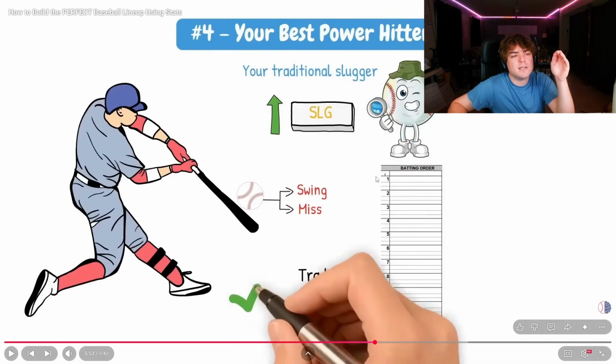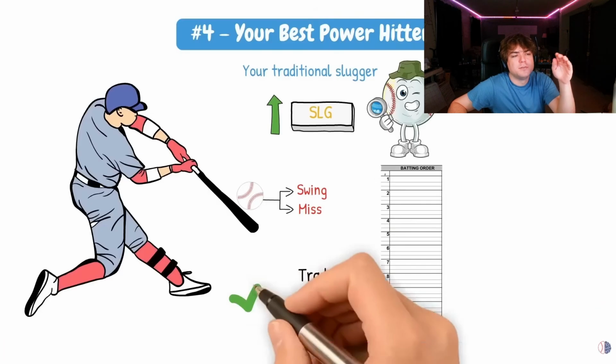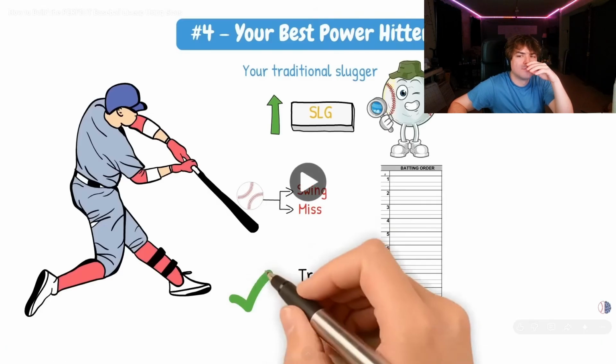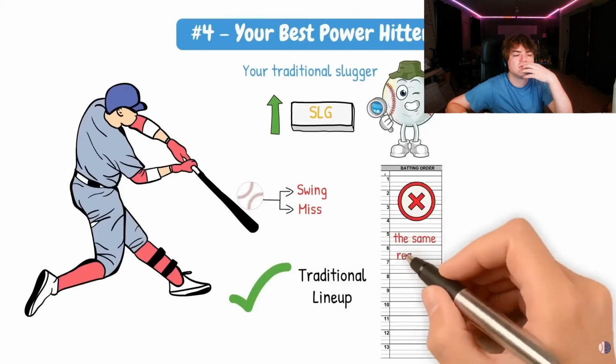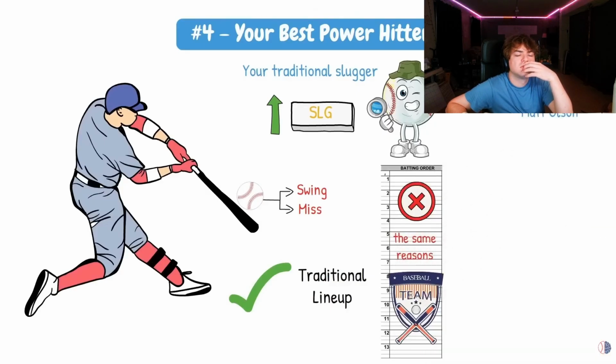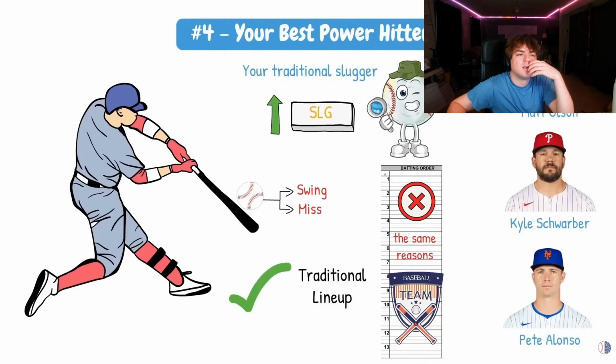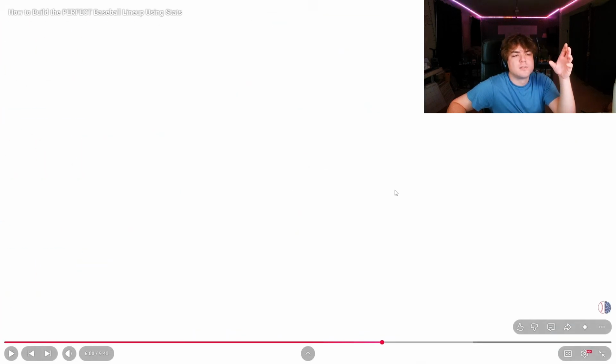I think he might say it again. I think he might go back to highest OBP after, even if it wasn't for the same reasons as teams do this now. You can think Matt Olson, Kyle Schwarber, or Pete Alonso. Your 5 and 6 holes. Kyle Schwarber's a leadoff hitter, so this argument doesn't really make much sense.